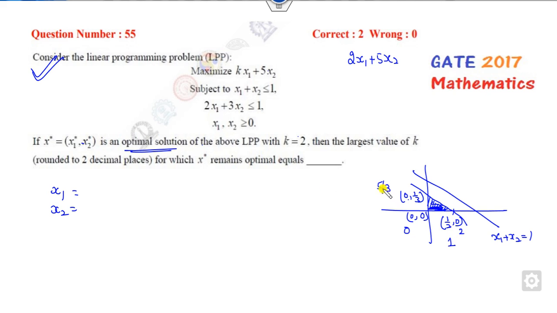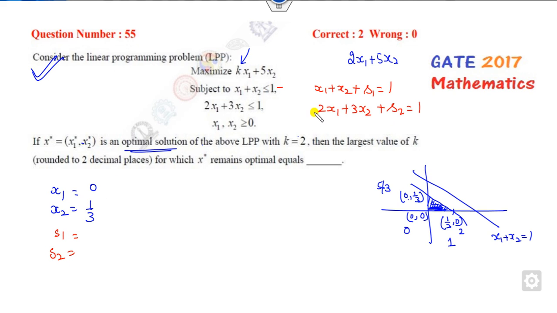So this is my optimal solution. Now whenever there is a given optimal solution, your target is to find the largest or the smallest value of K. What you can do is write it in terms of the slack or surplus variables and find all the values of the variables. So what is the value of S1 and S2?